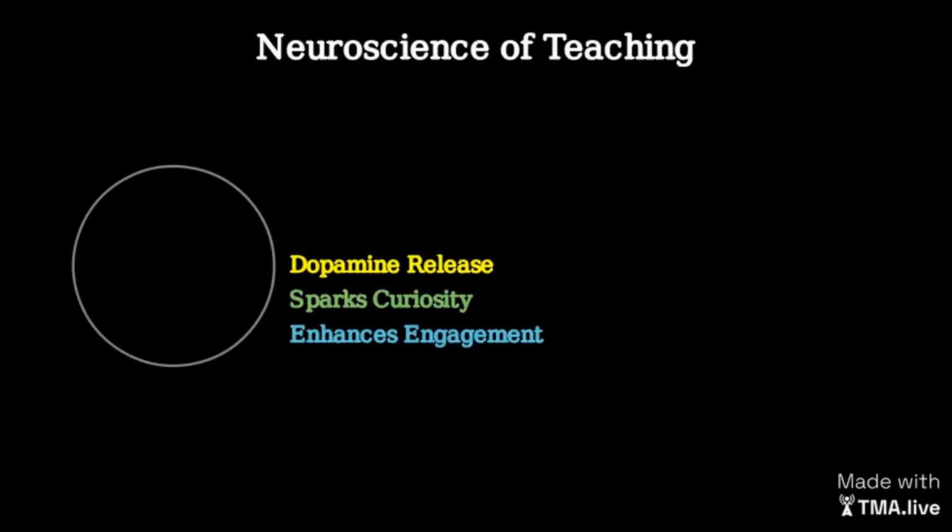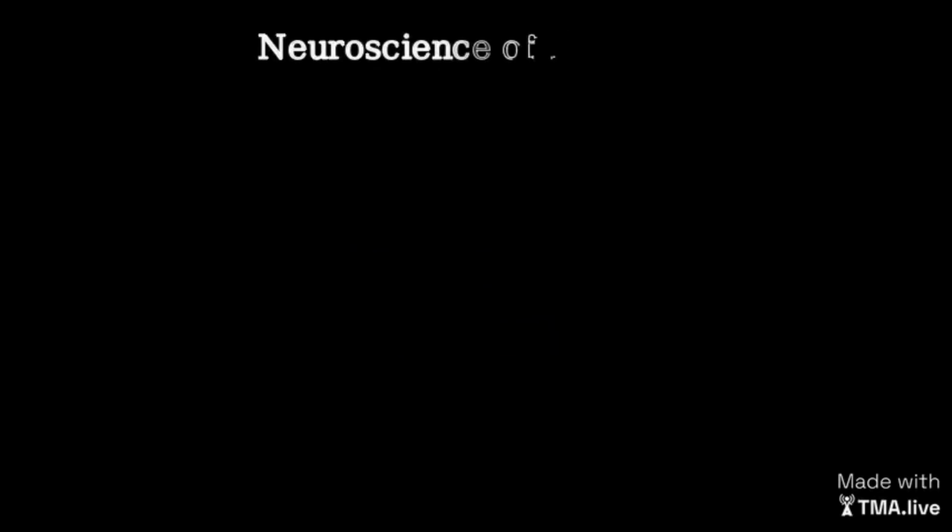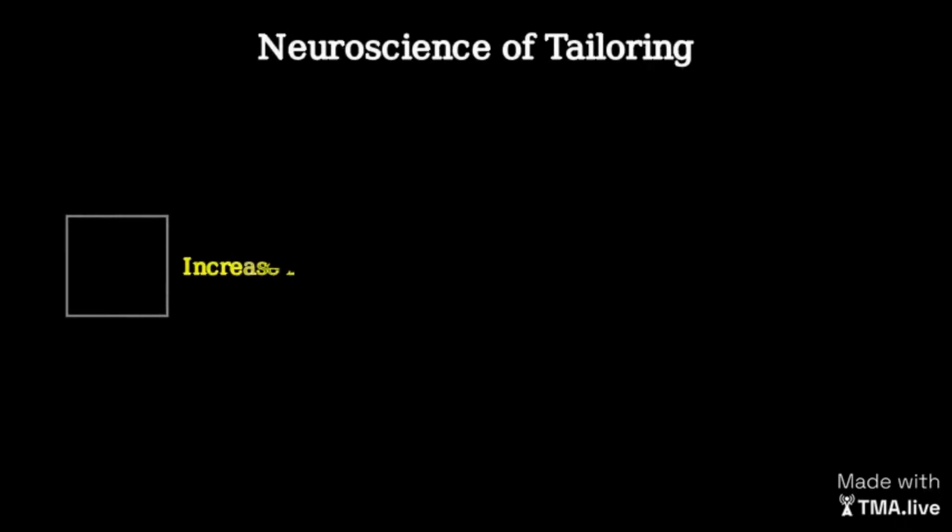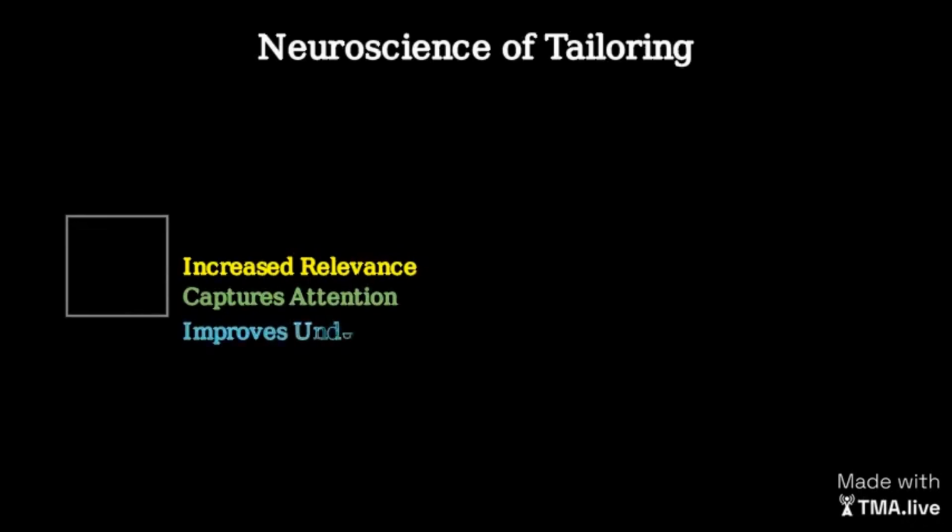From a neuroscience perspective, teaching activates the release of dopamine in the brain, which is associated with pleasure and reward. This sparks curiosity and enhances engagement, making the customer more receptive to new ideas and information. Tailoring messages to specific customer needs increases relevance and captures their attention. This personalized approach improves understanding and makes the customer feel valued, which is crucial for effective communication and building trust.